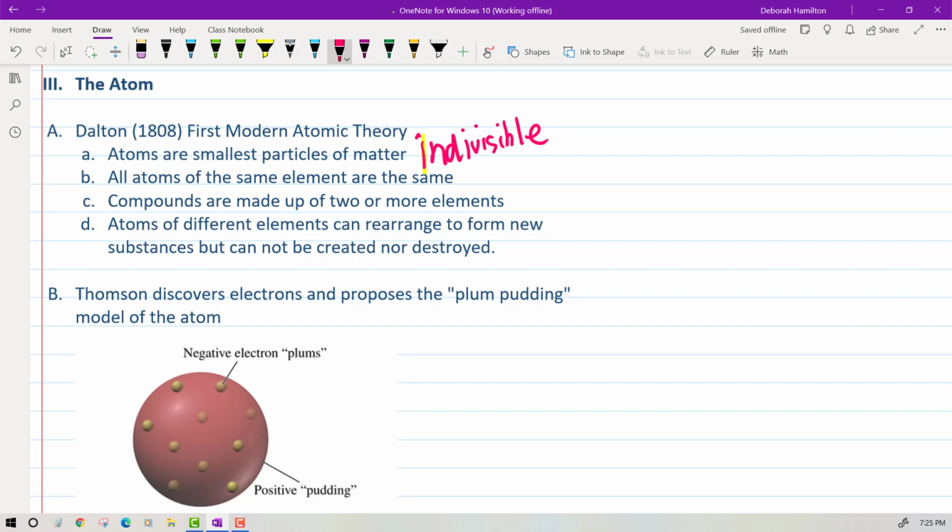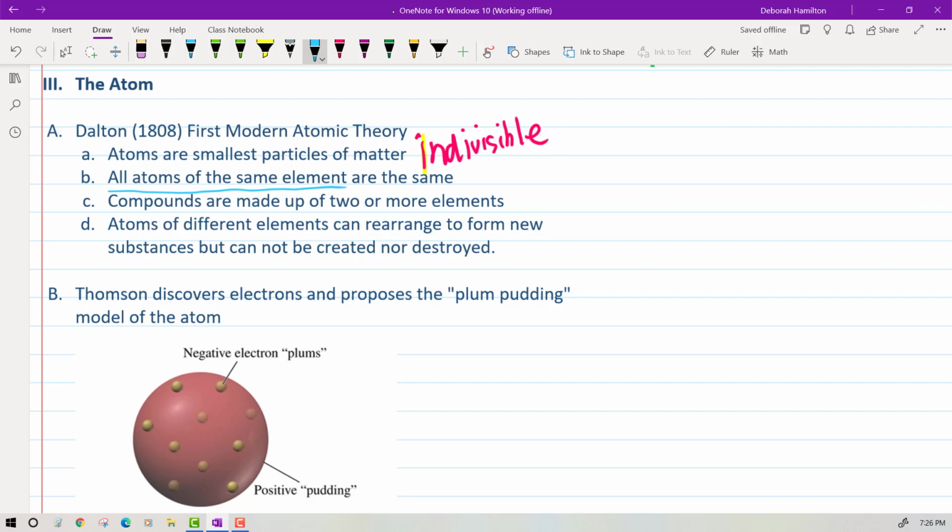All right, as we go through these, think about how many of these things might have changed today with the reading that you do in this chapter. Something else in his theory: all atoms of the same element are the same, and atoms of different elements are different. That's also part of this statement. Do we know that's still true today? We'll see.